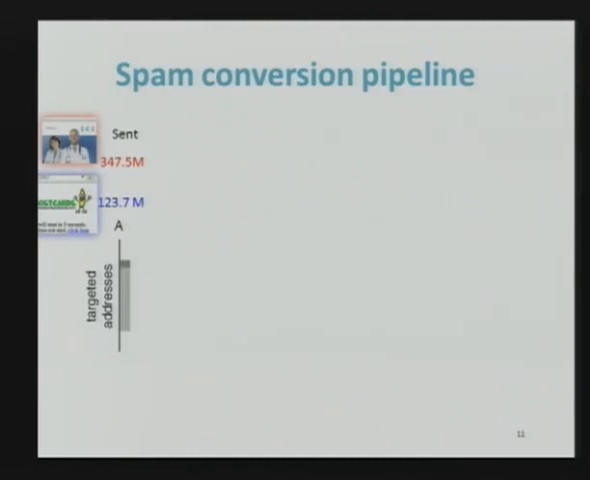So let's work through that pipeline here. At the very beginning of the pipeline, we can look at how many email addresses are targeted by the botnet during our experiment. For the pharmaceutical spam campaign, there were about 350 million email addresses targeted. And for the funny joke campaign, there were about 125 million email addresses targeted.